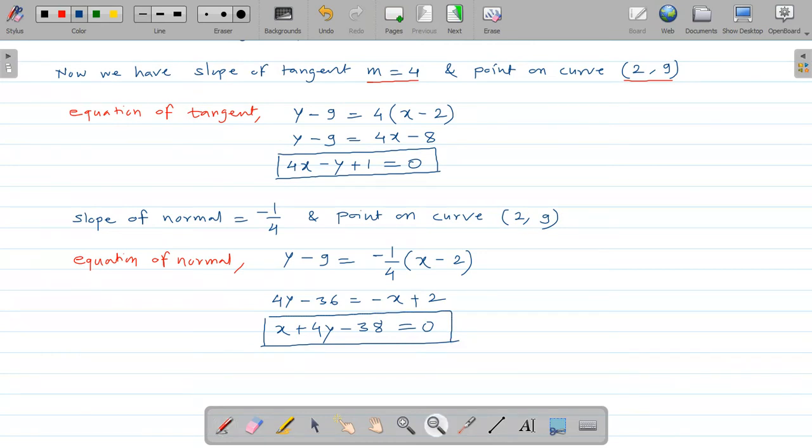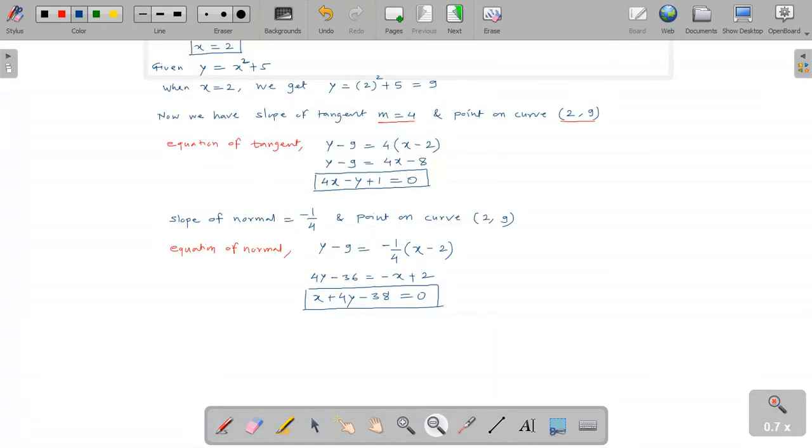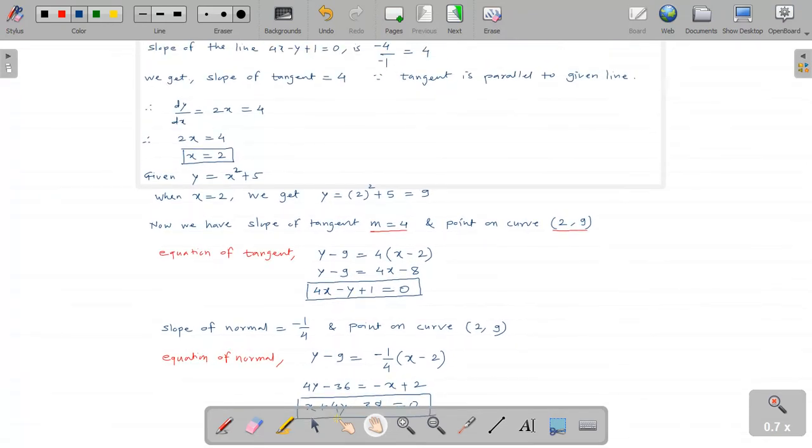Okay. So see this carefully, how to solve this type of question. Okay. So see here again.